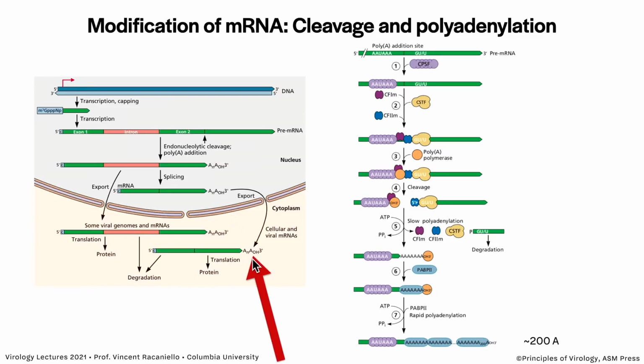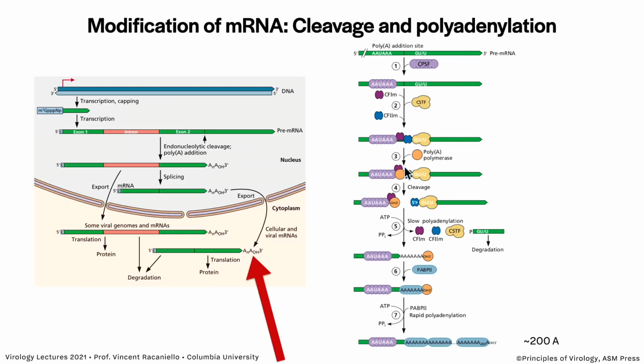The cap is added co-transcriptionally. After the polymerase has gone 20 or 30 bases, the cap is added. At the other end is polyadenylation, and I want to tell you how this works. So we have transcripts being made in the nucleus, pre-mRNA, and there's a signal in the DNA. It's a poly-A addition site, AAUAAA, which is recognized by a cell protein, which then will cleave the RNA. So the message actually goes past the polyadenylation site, and then it's cleaved.